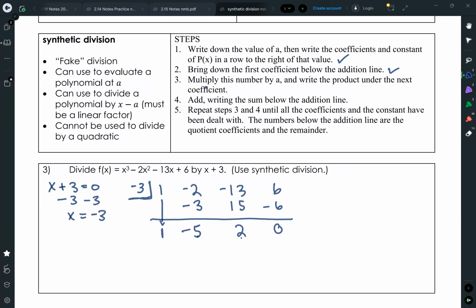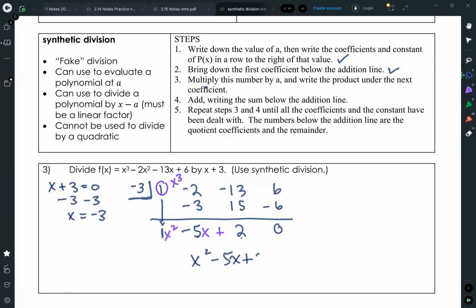So because this one right here was an x cubed, and we're dividing by just a factor of x, that means when I start writing out my answer, this is going to be x squared. And this is going to be my x term, and this is going to be my constant term, and then my remainder is 0. So when I divide, I get x squared minus 5x plus 2.